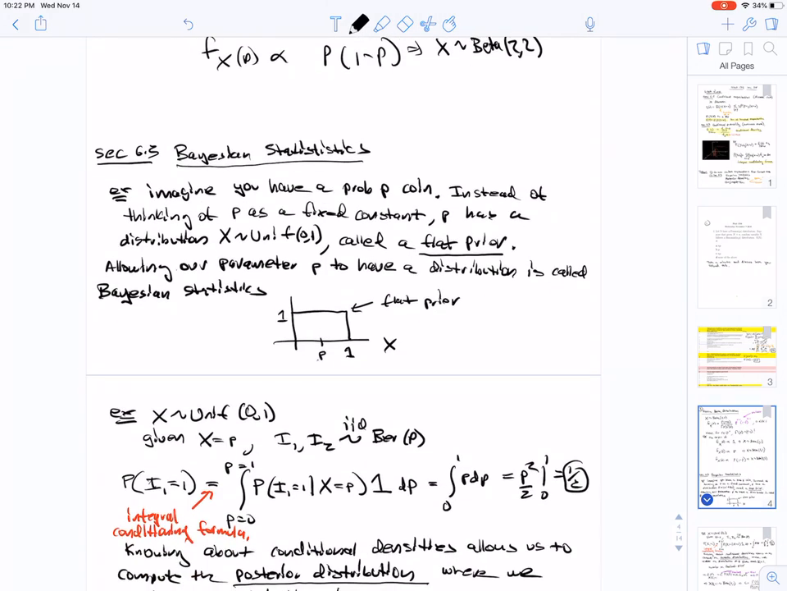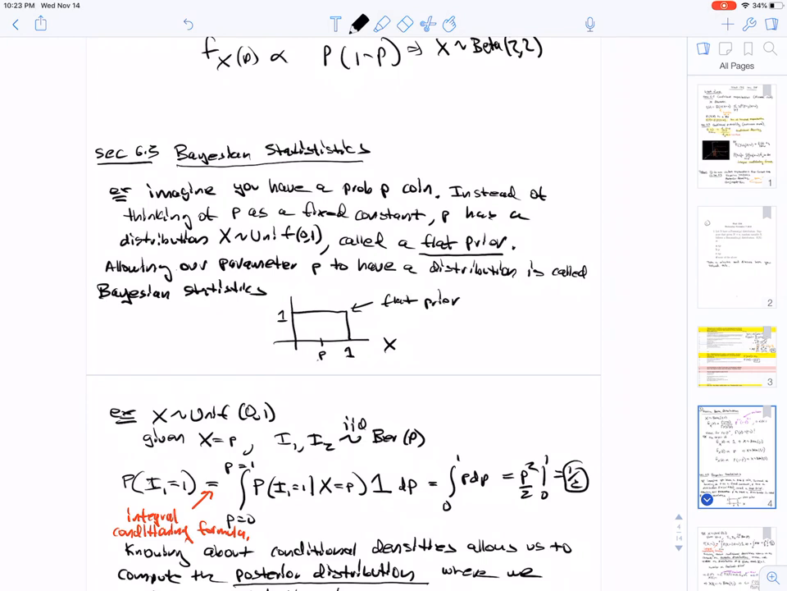So let's just remind ourselves what Bayesian statistics is about. So imagine that you have a probability p coin. Instead of thinking of p as a fixed constant like we do in frequentist statistics, we think of p as having a distribution that can change as we get more information about it. So we start off often having no knowledge of what p is. So we say that we give p a flat prior, basically saying that p has distribution uniform 0, 1.